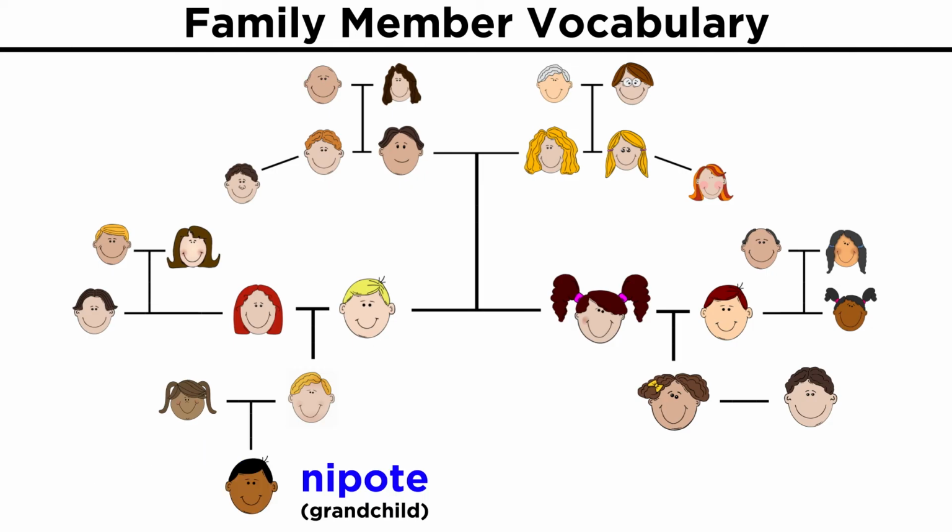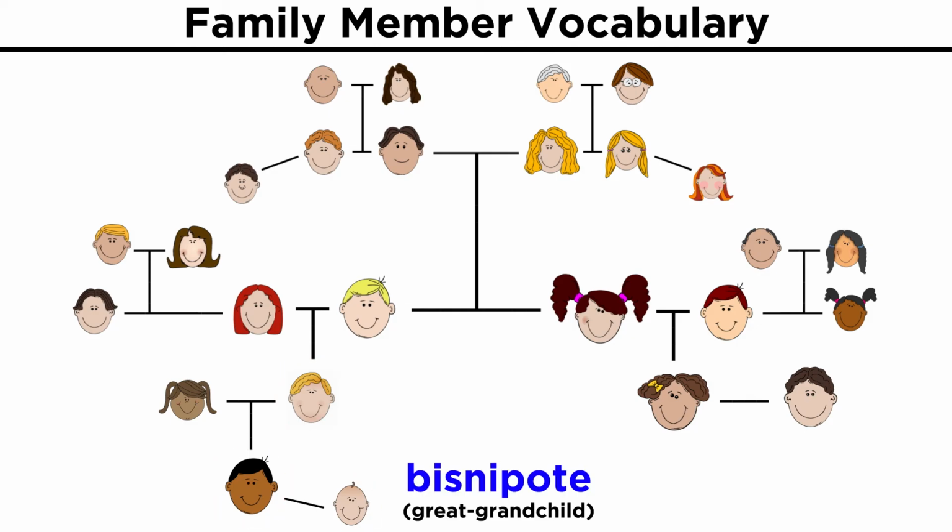If your figlio has a figlio, that would be your nipote, regardless of gender. Interestingly enough, if one of your fratelli has a figlio, this would also be your nipote, as nipote means grandchild as well as niece or nephew. And lastly, if you manage to live long enough and your figlio's figlio has a figlio, this would be your bisnipote.